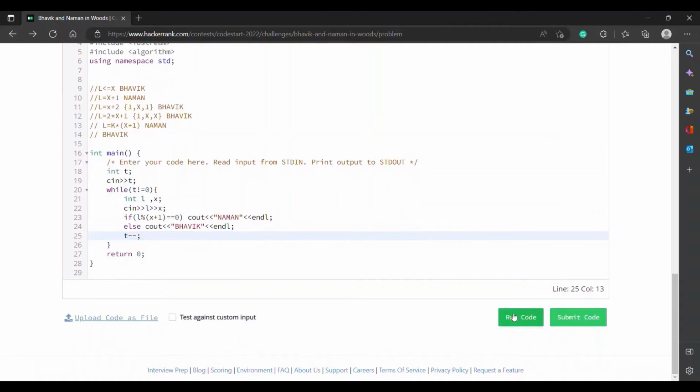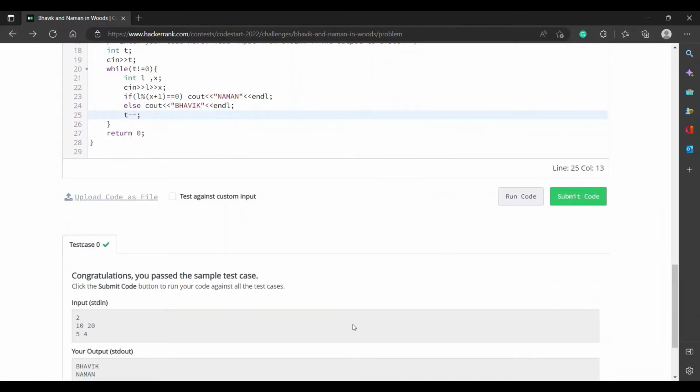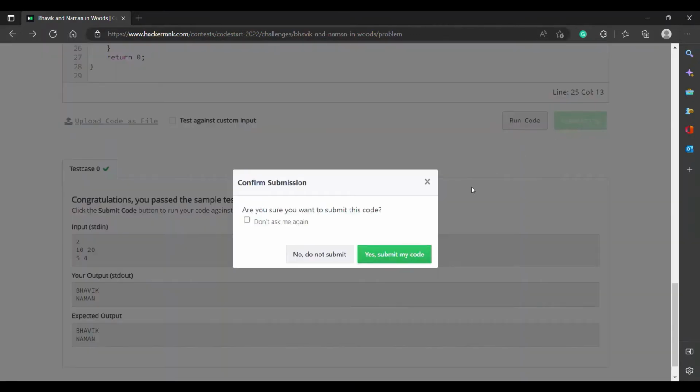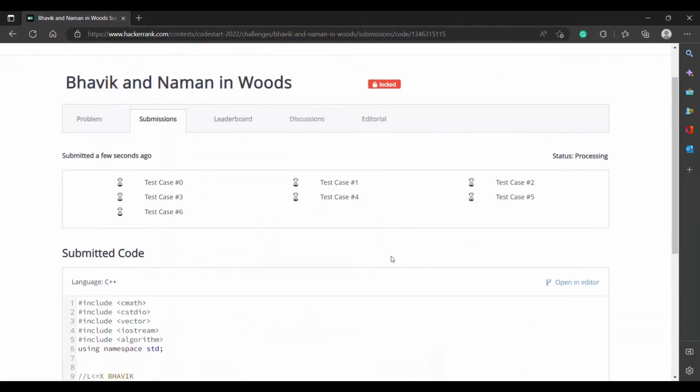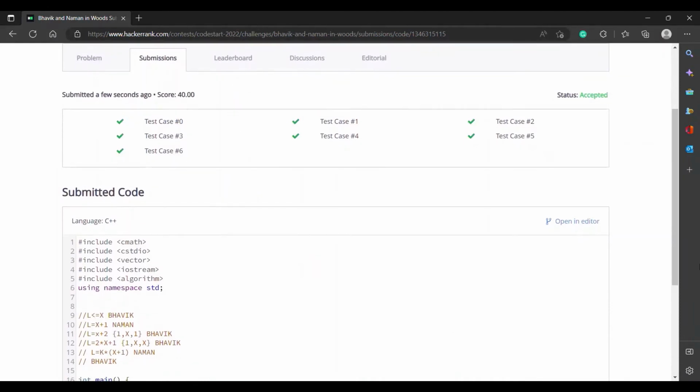Now let's run the code. And we can see it gives the right output for this test case. Now let's submit the code and check for all other test cases. So the code has passed all the test cases, and that's all for this question.